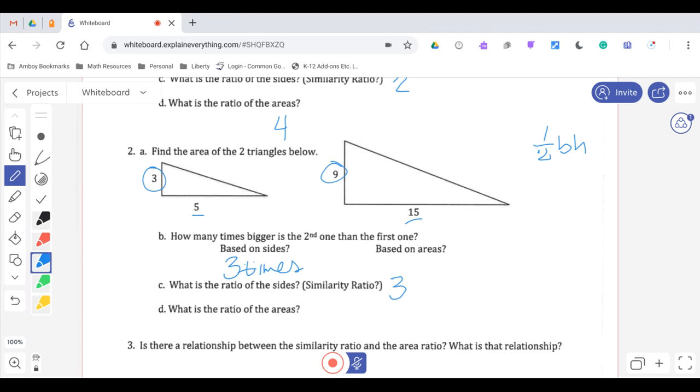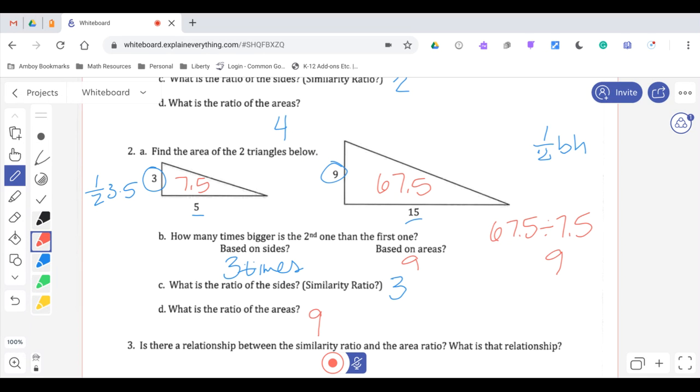But my area, let's see, 1/2 of 3 times 5. 3 times 5 is 15. Half of that is 7.5. And this one, 9 times 15, is 135. And if I multiply that by 1/2, I get 67.5. I doubt that it's times 3, so I'm going to do 67.5 divided by 7.5 to figure out what that ratio is. And I get 9. So the area is 9 times bigger.